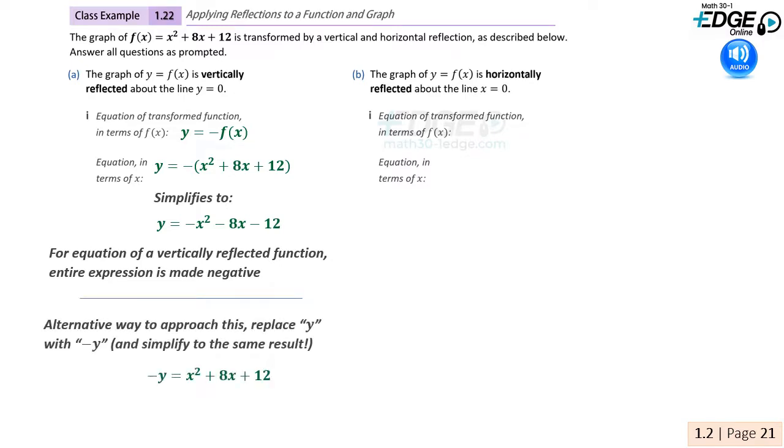The other way to think of this is that we made a substitution of y with negative y, a replacement of y with negative y, and then multiplied through by negative 1, giving us that same result.